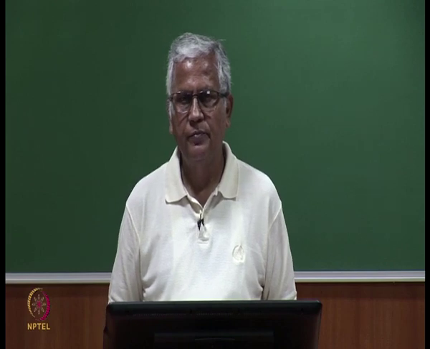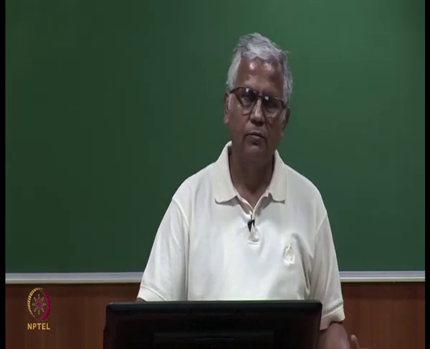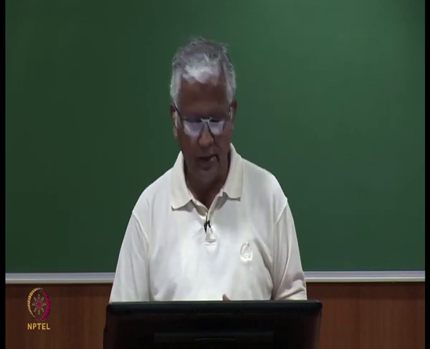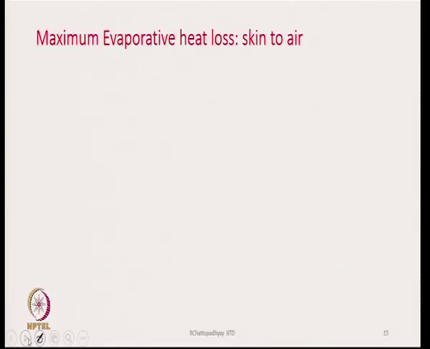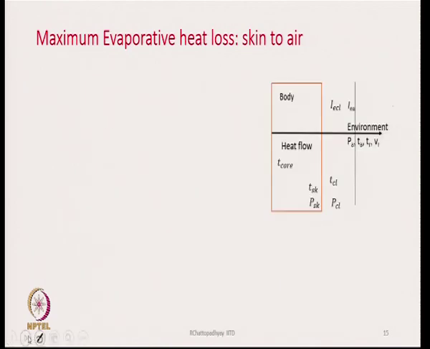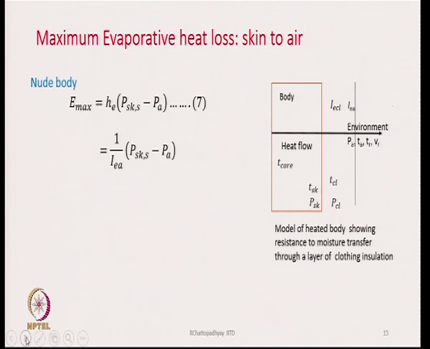So, in general, in summer, what happens? The relative humidity goes down, especially in dry regions, in dry seasons. When the temperature is high and humidity is very, very low, in that case, the body moisture can be transported very fast through the fabric. So, maximum evaporative heat loss from skin to air, this is evaporative heat loss, not dry heat loss. It is due to the evaporation of moisture.